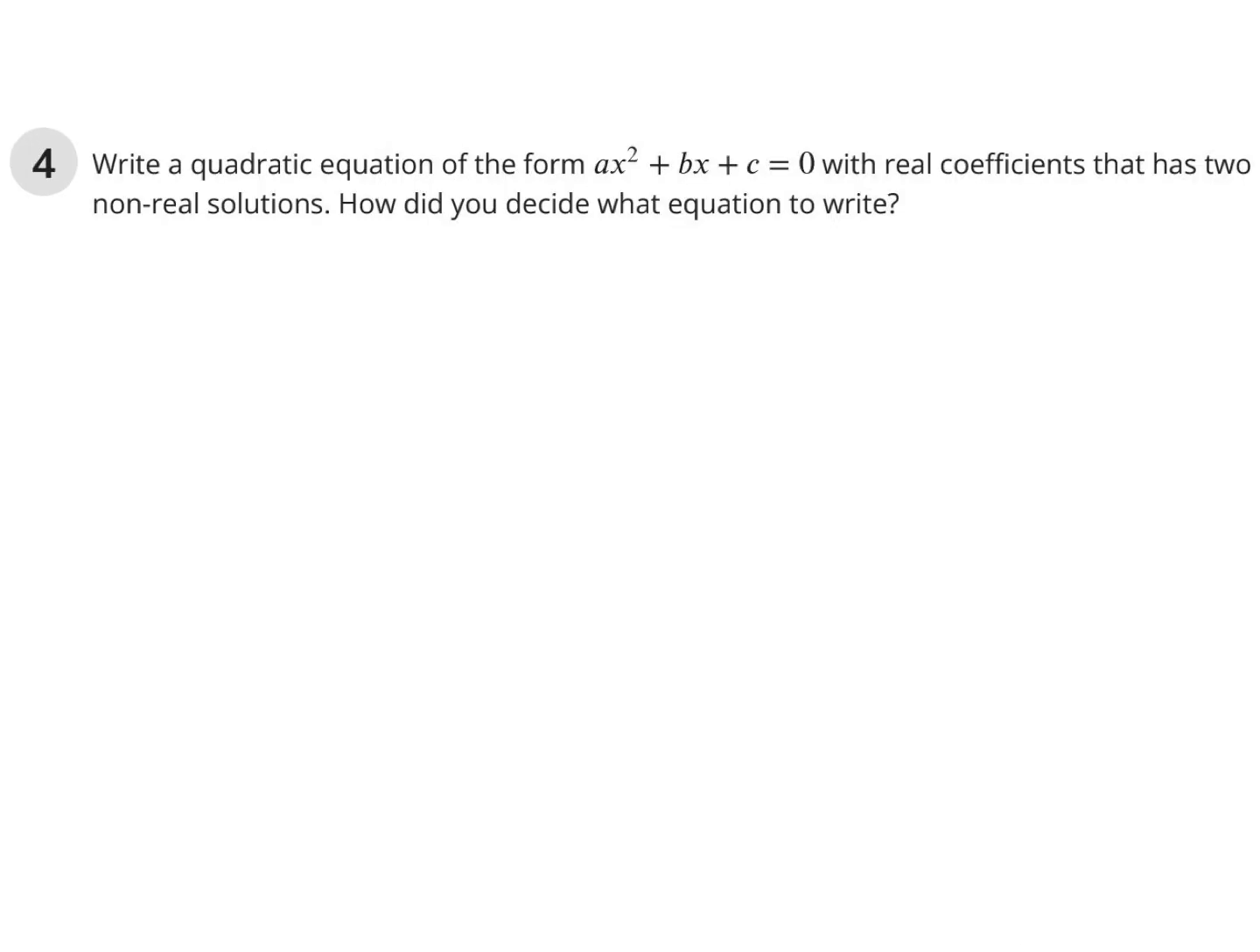Write a quadratic with real coefficients that has 2 non-real solutions. I think what we learned was that x squared plus, I don't know, some 6x must have b squared bigger than 4ac. 6 squared must be bigger than, let's say, 37. Now, why did I choose that number? Because we're going to do 4 times that number.